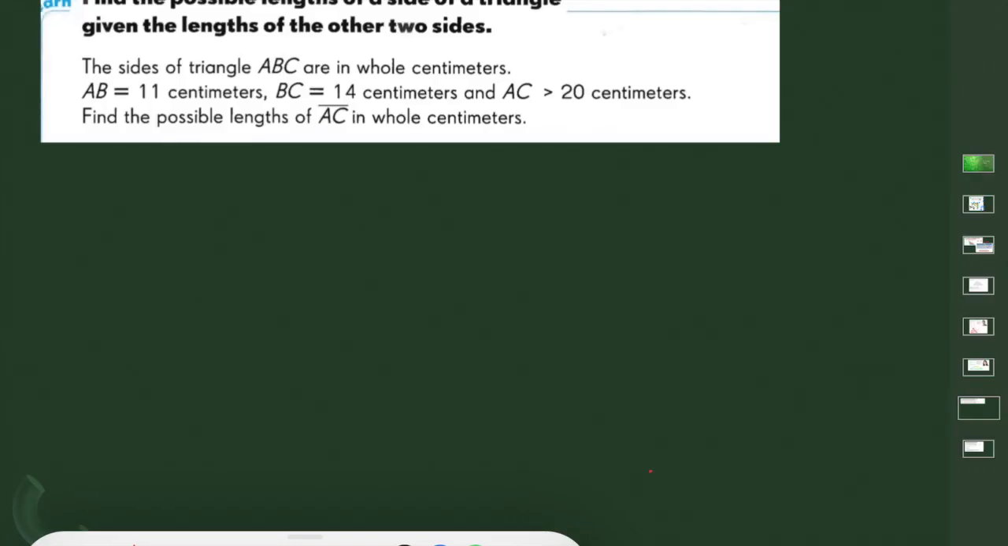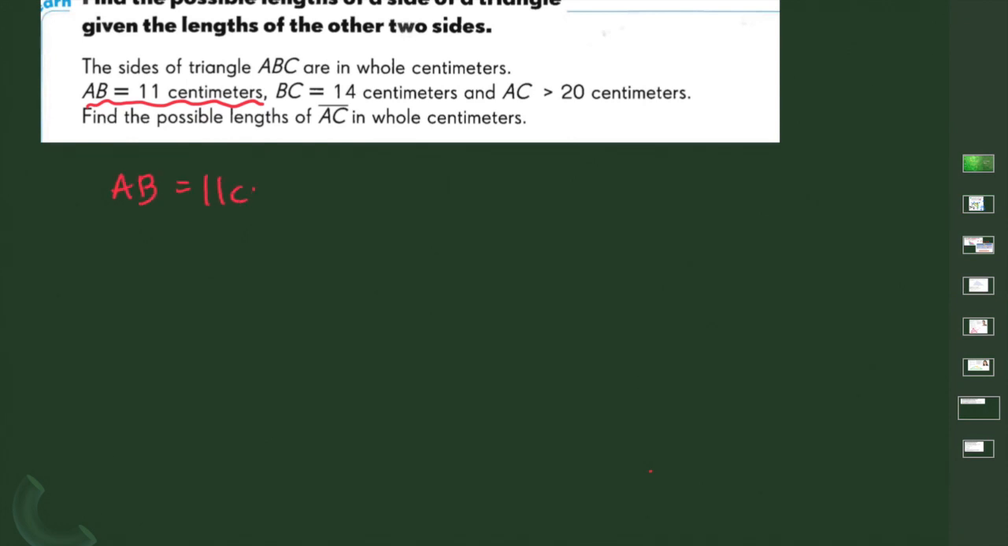So now that we know this rule about side lengths and triangles, let's try something a little more challenging. This talks about finding the possible lengths of a side of a triangle given the lengths of the other two sides. So the information we're given is that AB is 11 centimeters. So in a triangle, AB would be 11 centimeters.